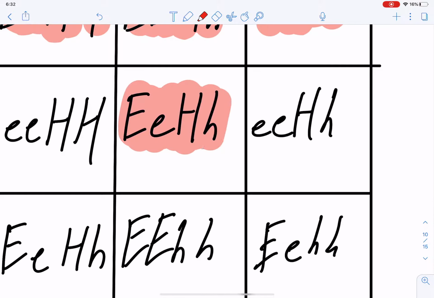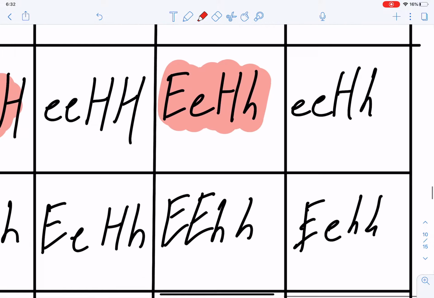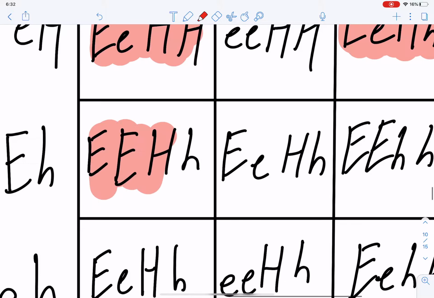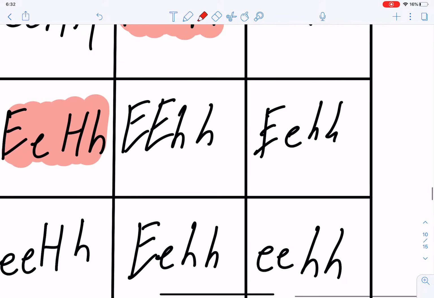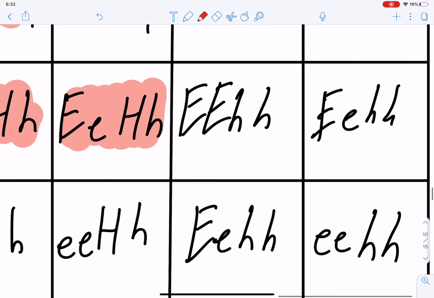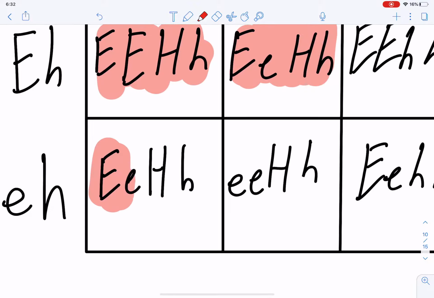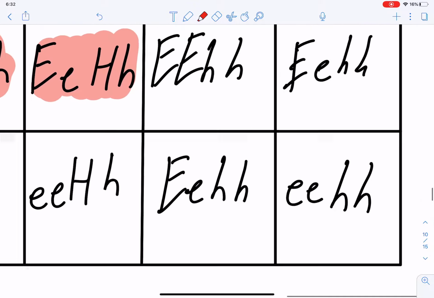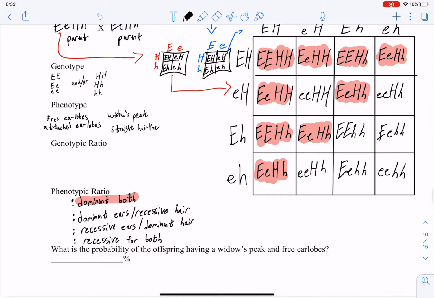This one's heterozygous for both, so it's also dominant for both. And then the next one is not dominant for both. This one's also heterozygous. This one is not, because it is recessive for hairline, as well as the one to the right. And then our last row, dominant for both. Nope, nope, and nope. So we go ahead and count all those up. We got 1, 2, 3, 4, 5, 6, 7, 8, 9 red boxes in our dihybrid cross.